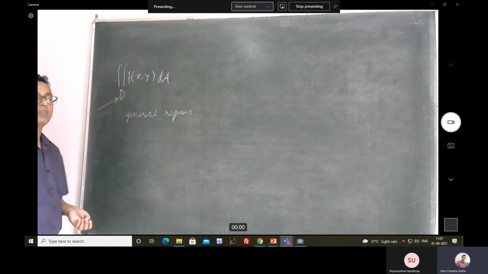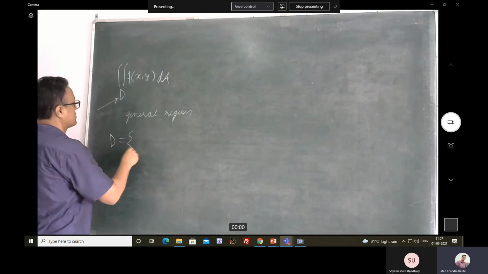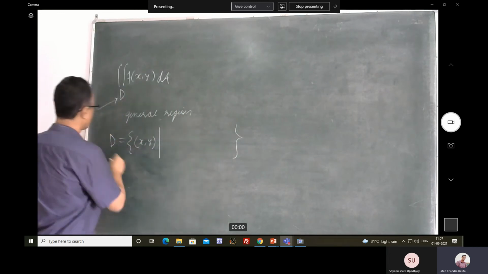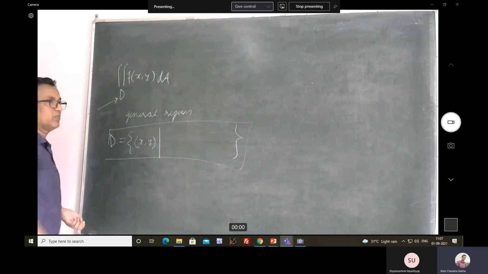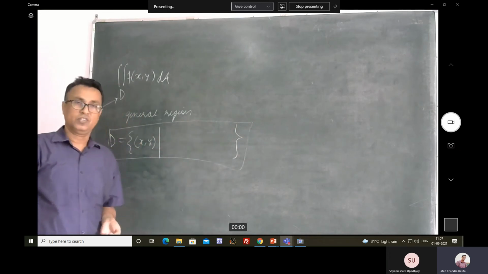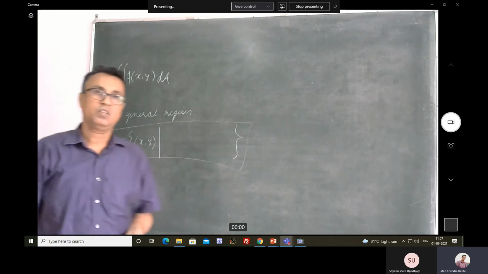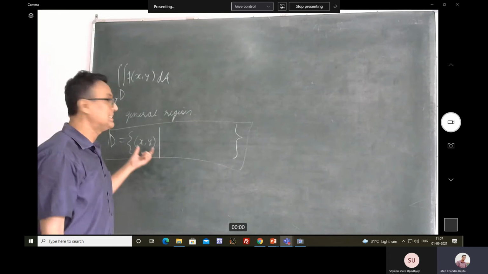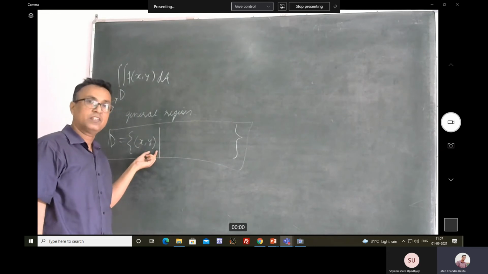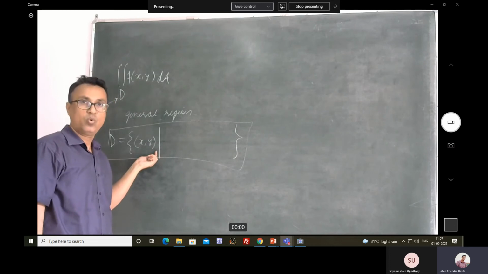Now, so far, the problems that we have considered, where we were trying to define the domain D, we did it in the Cartesian coordinate system. But you will see that in many problems, the domain D may not be easily recognizable if you want to express it in terms of Cartesian coordinates.